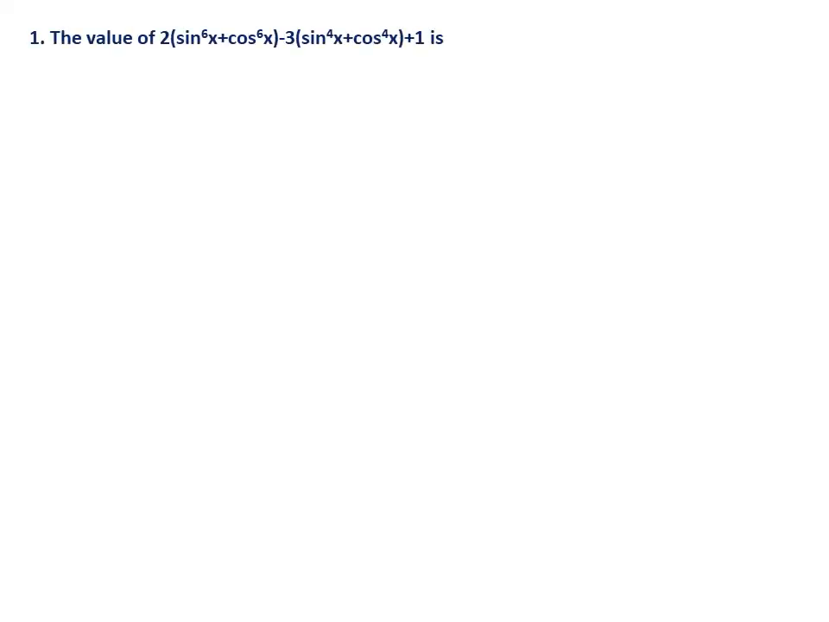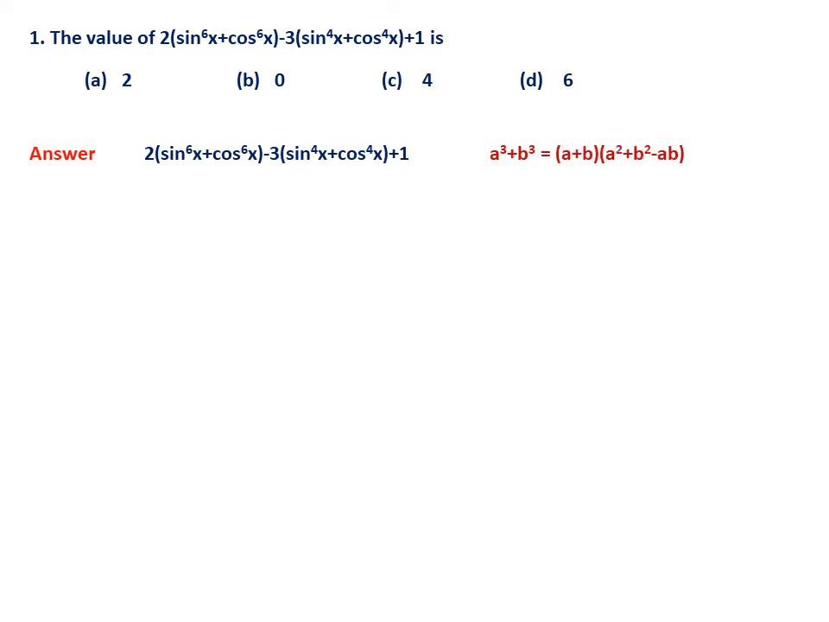The first question: the value of 2 into (sin^6 x + cos^6 x) minus 3 into (sin^4 x + cos^4 x) plus 1 is: 2, then 0, then 4, then 6. So this is of course based on the knowledge of your formula. So first let us take the given expression. Now you have to make use of the formula a cube plus b cube, which is equal to (a plus b) into (a square plus b square minus ab).